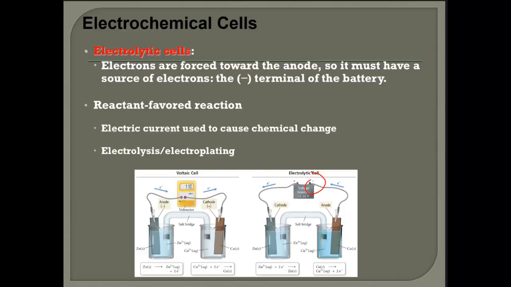These are reactant-favored reactions. Notice on the left-hand side, in the voltaic cell, zinc is at the anode and copper is at the cathode. If we look at the electrolytic cell, copper is at the anode and zinc is at the cathode. So they've switched places. This is the reverse reaction for the electrolytic cell. Electric current is used to cause this chemical change, and this is how electrolysis and electroplating are done.